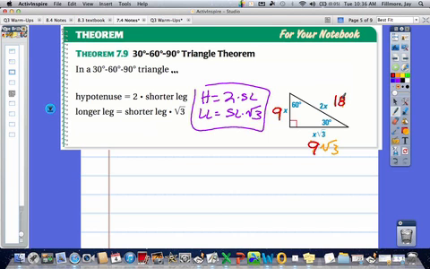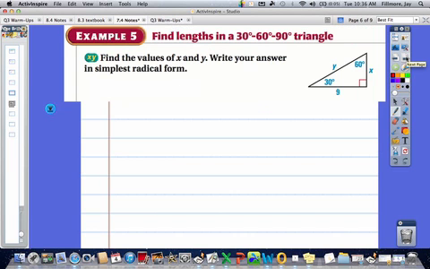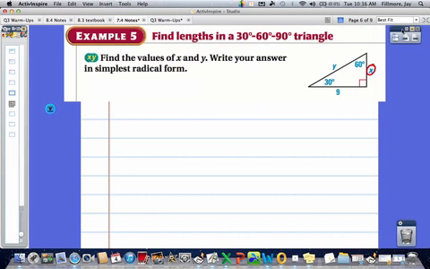You can pause this if you're still writing, otherwise I'm going to move on to do 2 examples. So, moving on now. We're going to find the values of x and y, writing our answer in simplest radical form. Well, let's start with solving for x. X is our short leg, so we want to find that.